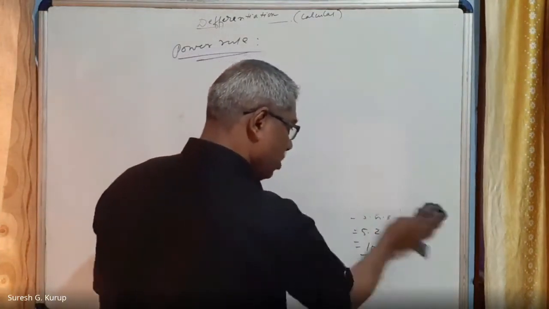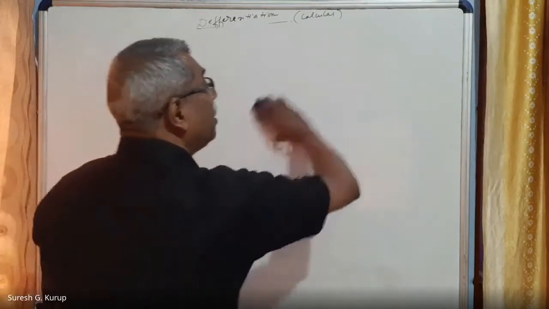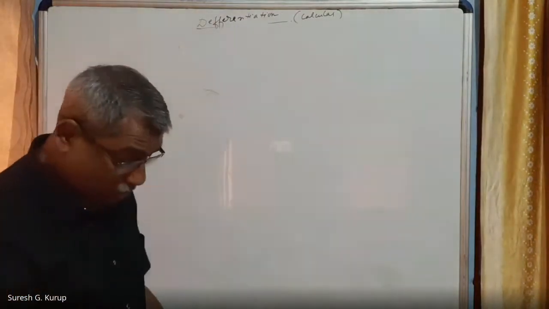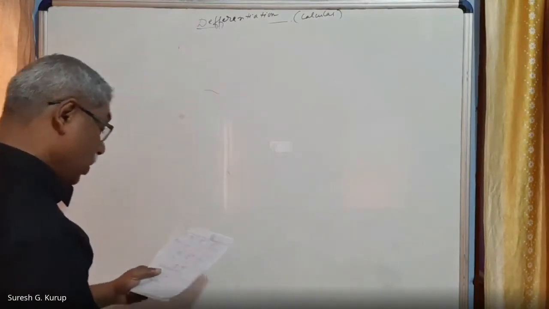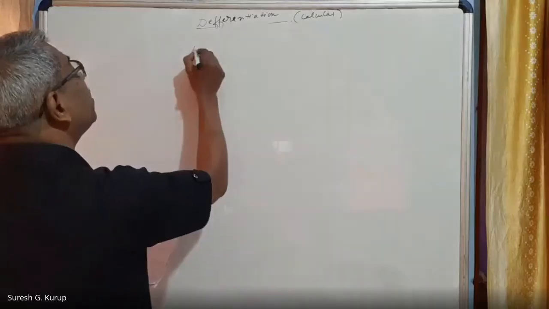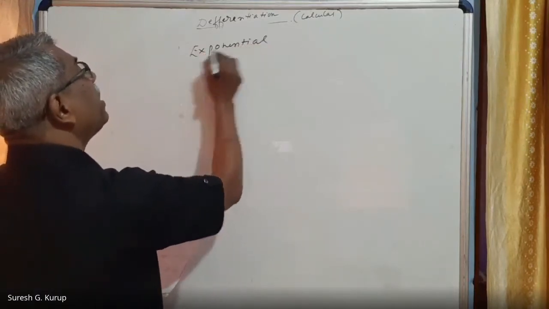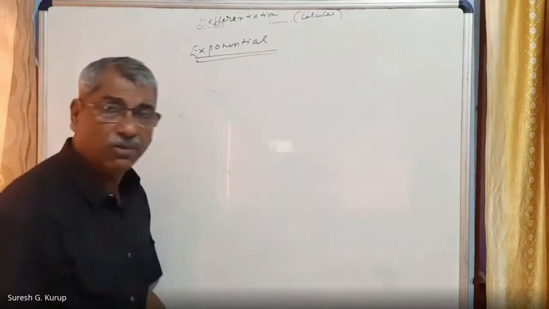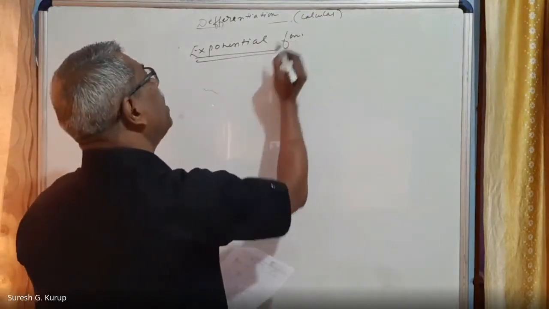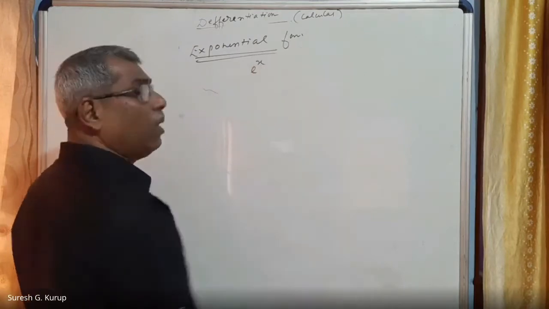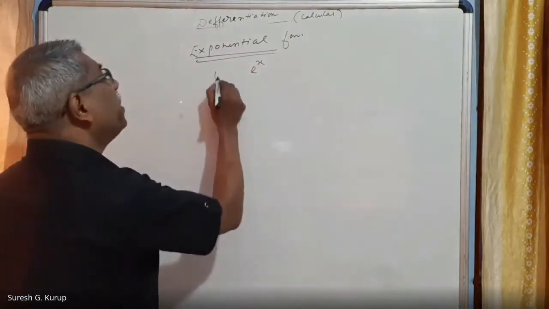Very simple examples I also gave. I think you understand what I'm teaching today, and also note it time to time. Another one is the exponential function. In physics, we have to come across the exponential function also sometimes. The exponential function is e raised to x. Y is equal to e raised to x.